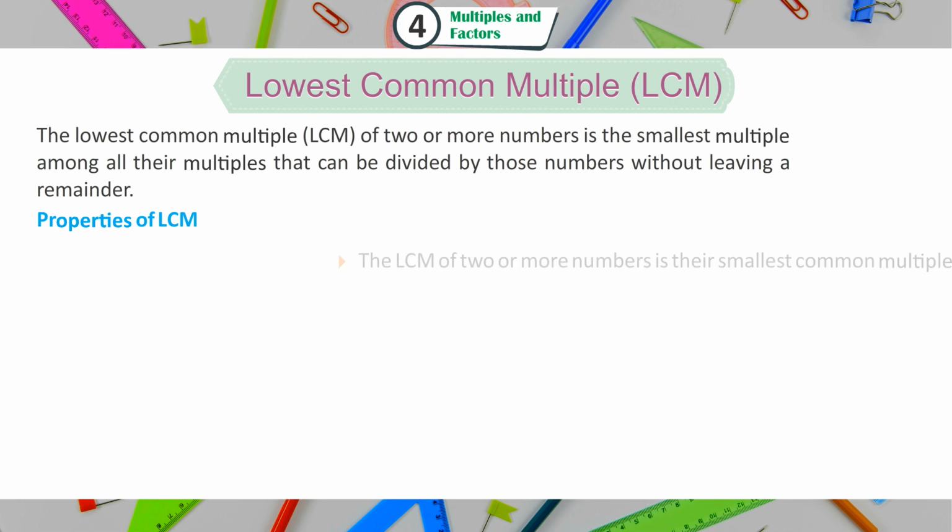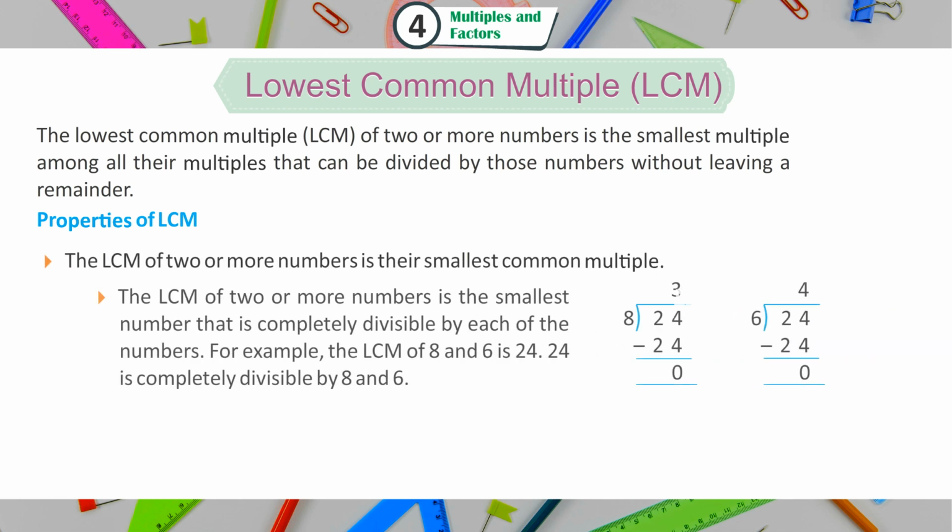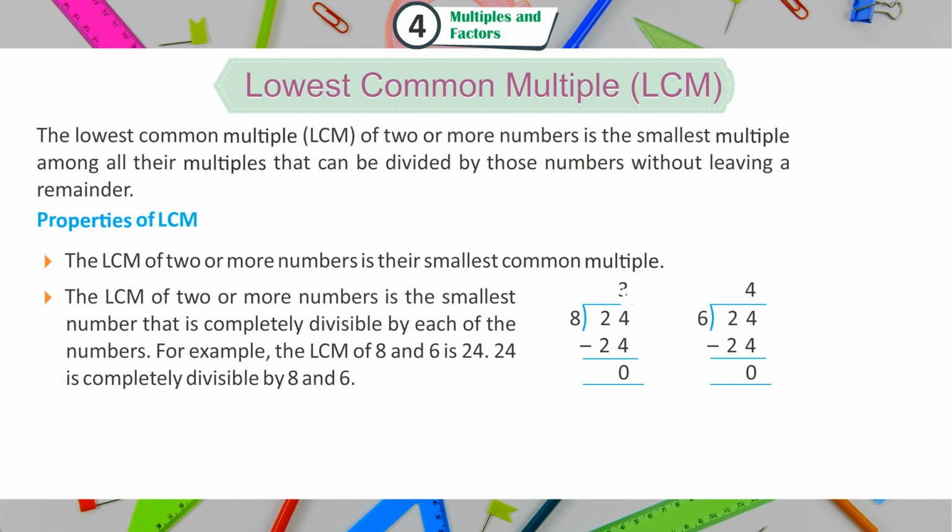Properties of LCM. The LCM of two or more numbers is their smallest common multiple. The LCM of two or more numbers is the smallest number that is completely divisible by each of the numbers. For example, the LCM of 8 and 6 is 24. 24 is completely divisible by 8 and 6.